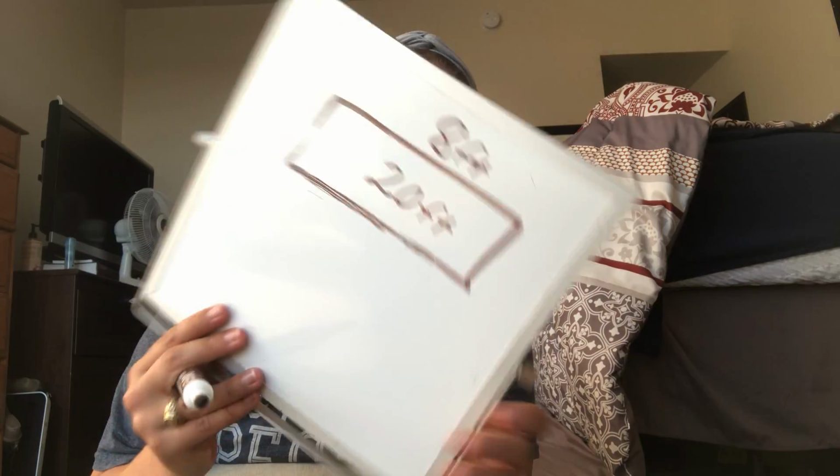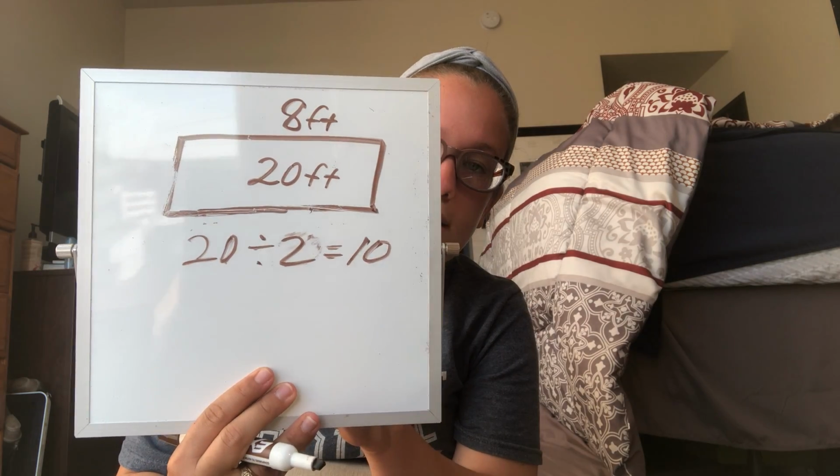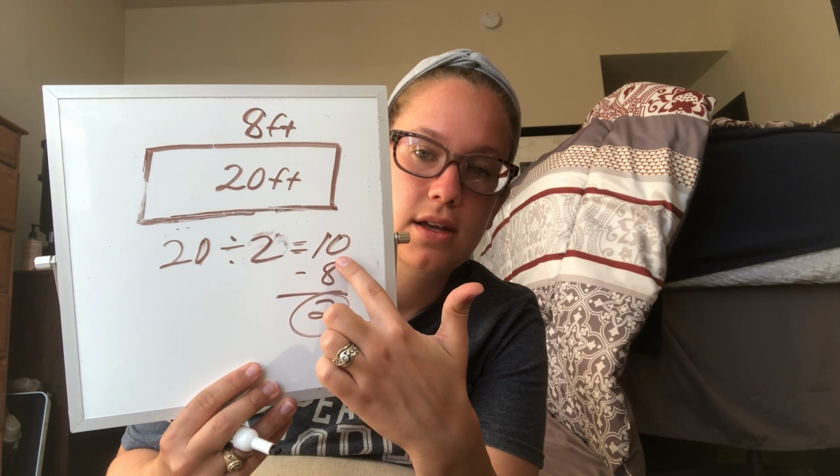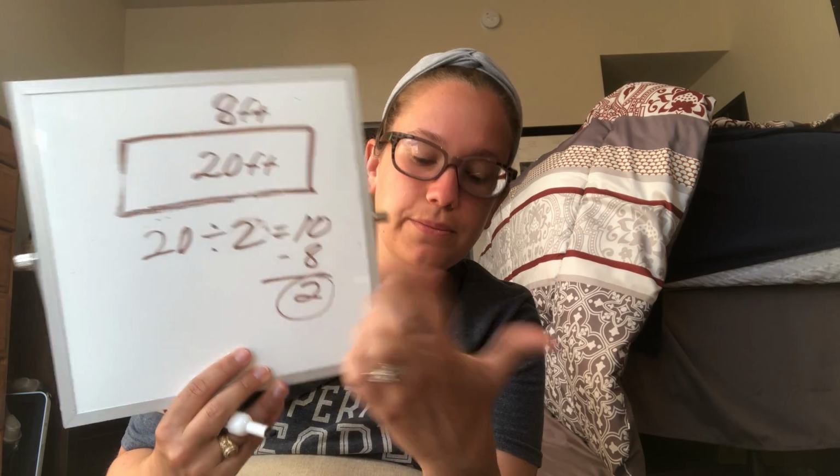Divide the perimeter by 2, so 20 divided by 2 equals 10. And subtract the part you know. So 10 minus 8 is 2. So divide by 2, then subtract the part you know. Let's do one of those together now.